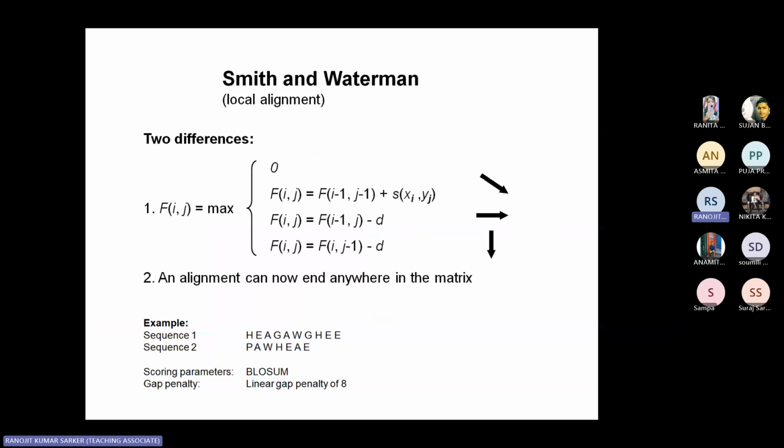Okay. So we have discussed pairwise alignment. We have discussed how alignment can present the similarities and dissimilarities in between two sequences.